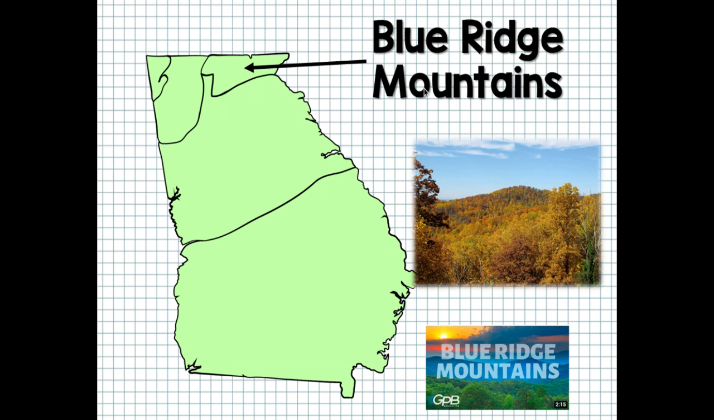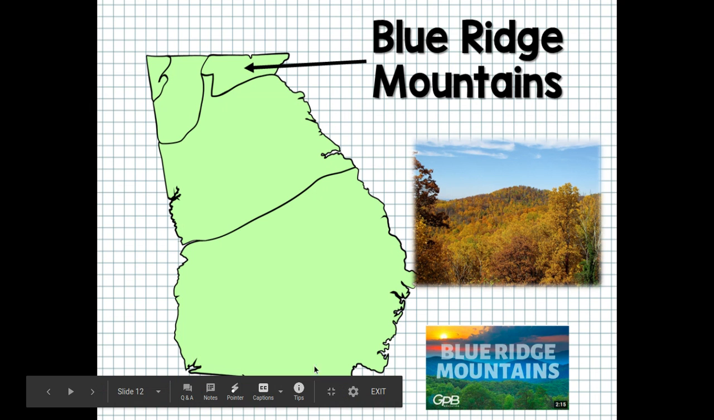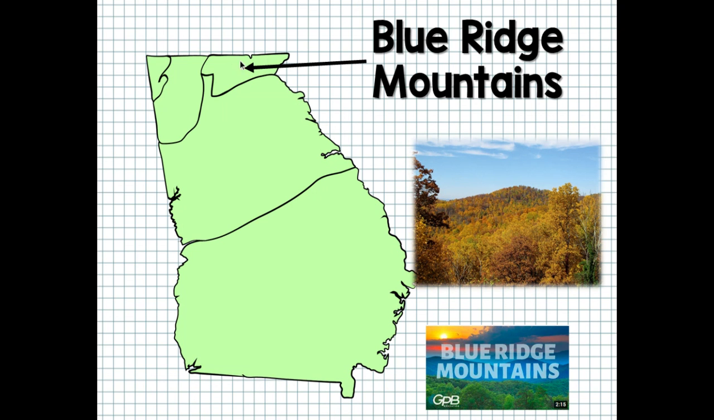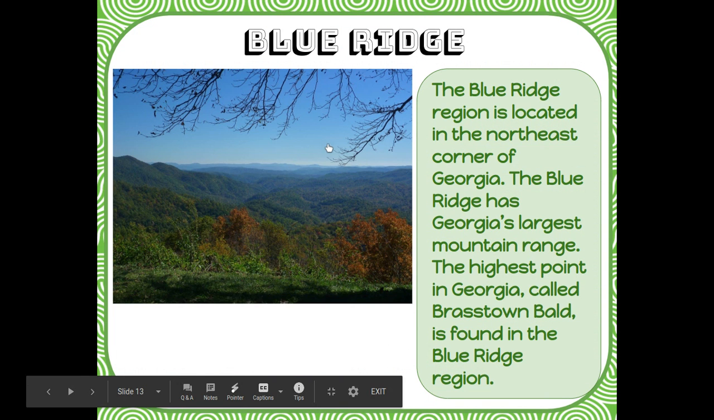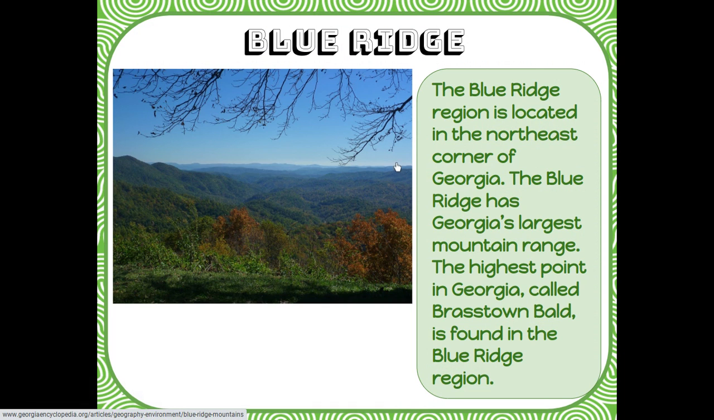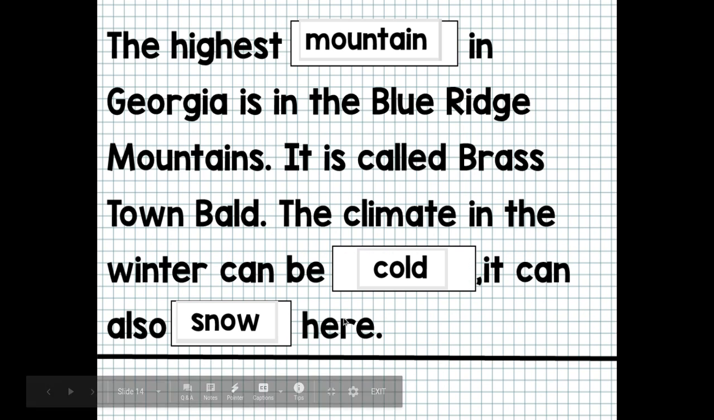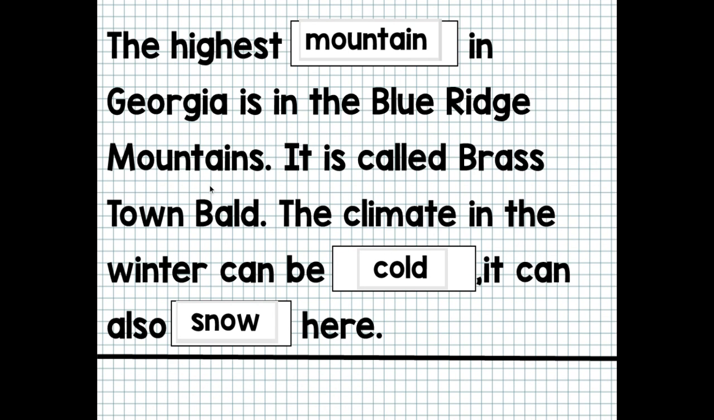Blue Ridge Mountains. So we talked about the mountains here. These are the high up mountains, the Blue Ridge area. Here's the video. Yesterday we talked about it. It's in the northeast corner of Georgia. It has the largest mountain range and the highest point in Georgia called Brasstown Bald. It's found in the Blue Ridge region. The highest mountain in Georgia is in the Blue Ridge Mountains. It is called Brasstown Bald.